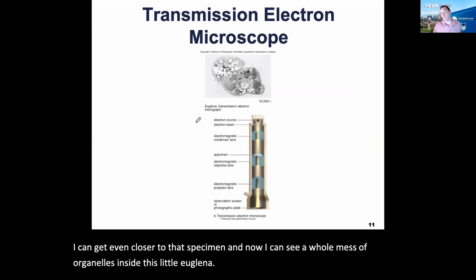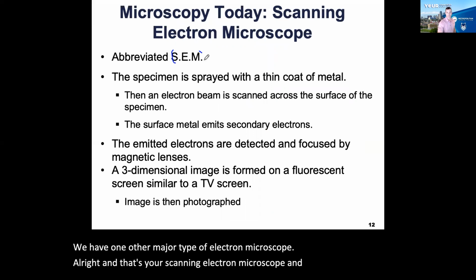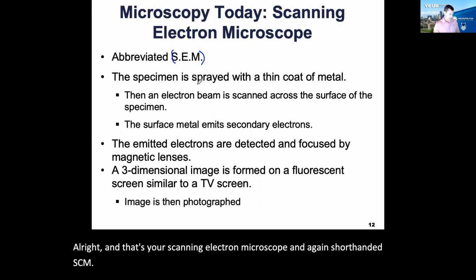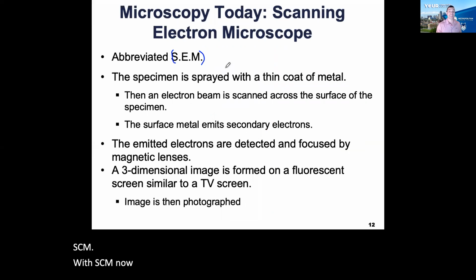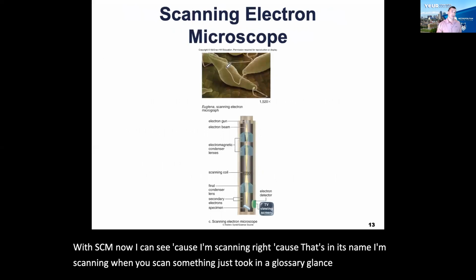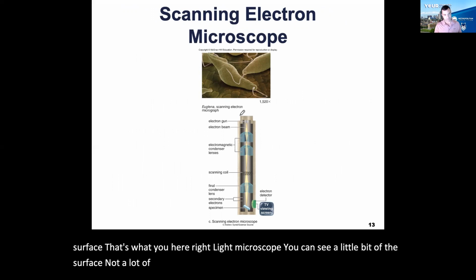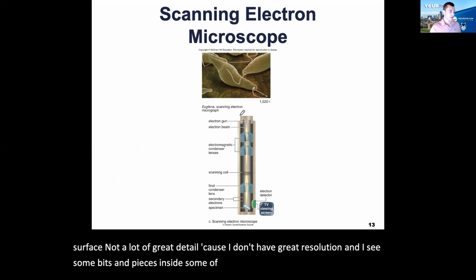We have one other major type of electron microscope, right? And that's your scanning electron microscope. And again, shorthanded SEM. With SEM, I'm scanning, right? Because that's in its name. When you scan something, you're just taking a glossary glance there at the surface. That's what you see here, all right? Light microscope, you can see a little bit of the surface, not a lot of great detail, because I don't have great resolution. And I see some bits and pieces inside, some of those organelles, again, not great resolution, so I don't really see in all the detail.